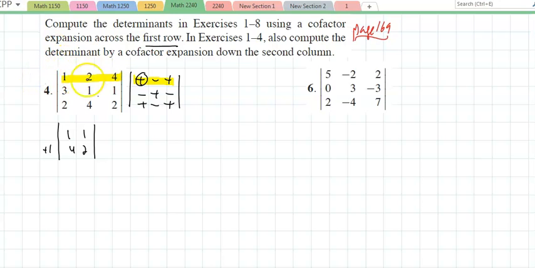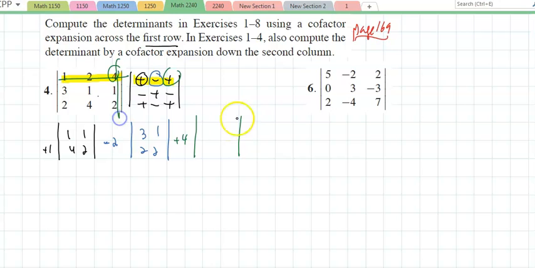If I get to the second piece, negative times a positive is a negative, and if I cross out its row and column, I'm left with 3, 1, 2, 2. And if I get to the 4, times a positive, that's a positive 4, and cross out 4's row and column, I'm left with 3, 1, 2, 4.